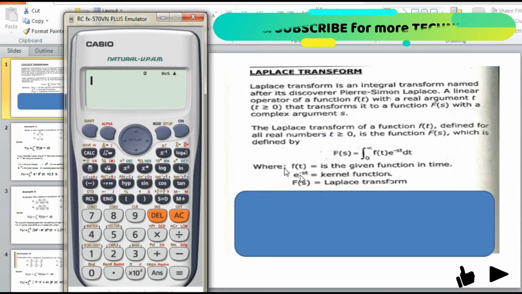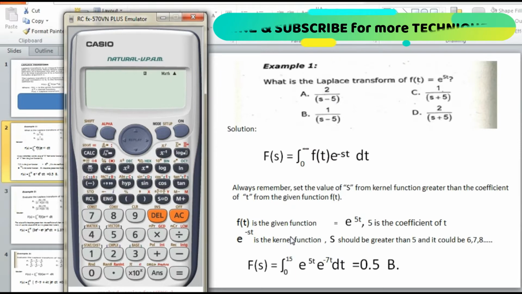So just remember this formula guys, because this formula is very useful to this topic. Without this formula, we cannot solve any Laplace transform to any given function. So okay guys, we will proceed to example number 1 so we can understand this mostly. Example number 1, what is the Laplace transform of f of t equal to e to the power of 5t? So we have 4 choices, A, B, C, and D.